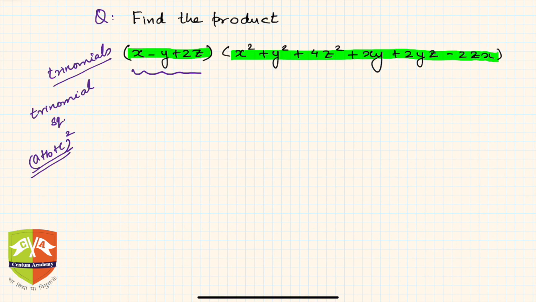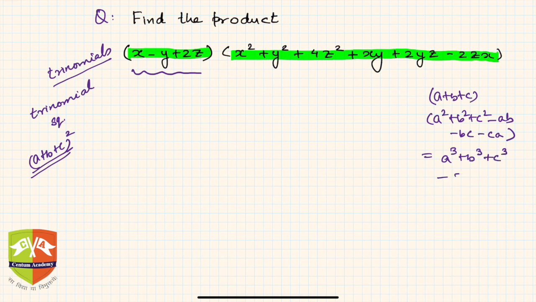And then we also had a special identity where we had a trinomial and this kind of an expression. That special identity was nothing but a plus b plus c times a square plus b square plus c square minus ab minus bc minus ca, and this was equal to a cube plus b cube plus c cube minus 3abc, isn't it? This is what we learned in the previous session.